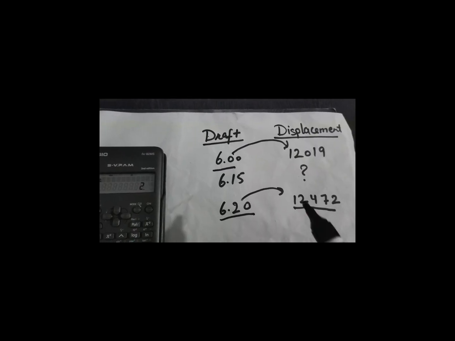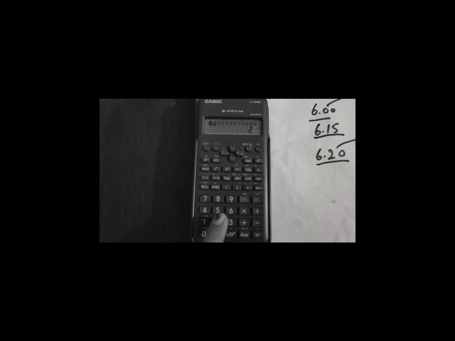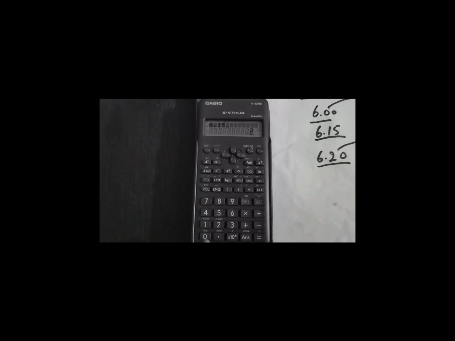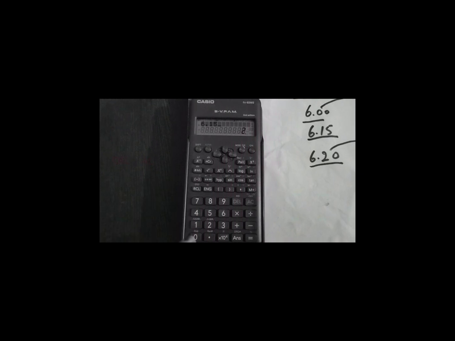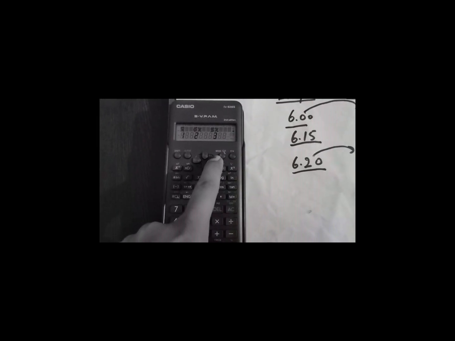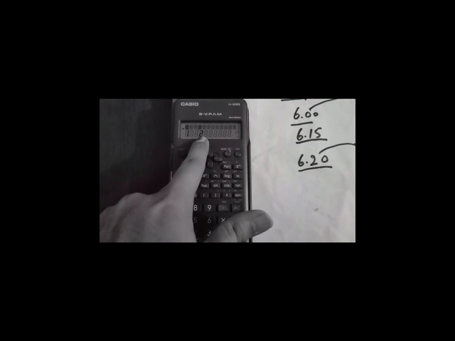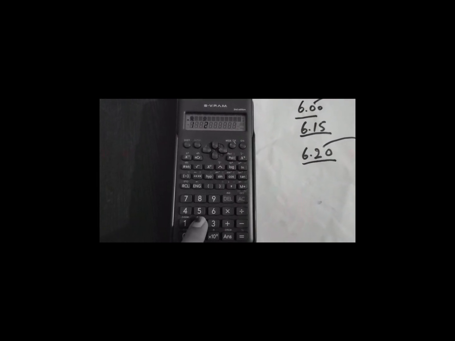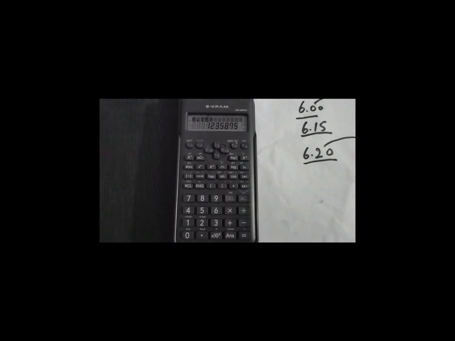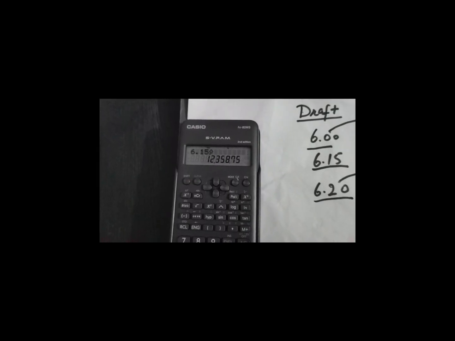Now we have to find the displacement for the draft of 6.15 meters. Now enter 6.15, then press shift and 2. Now press this side button until the end. So you have to choose this one. For that we have to enter 2. So 2 and then equal to, then this is the answer, that is 12358.75 metric tons. So that was the same as the previous answer.